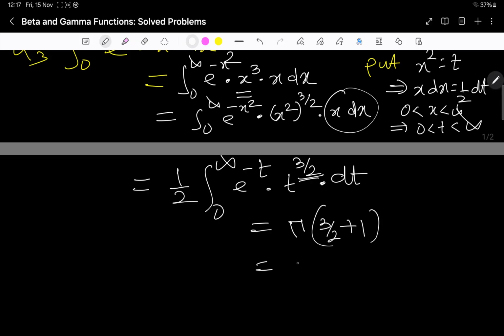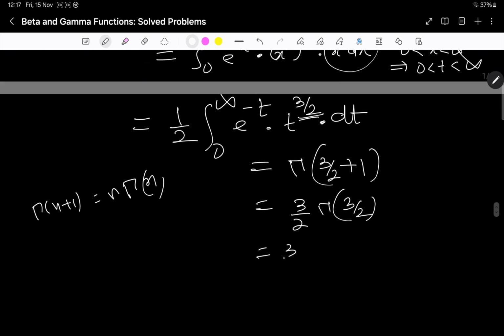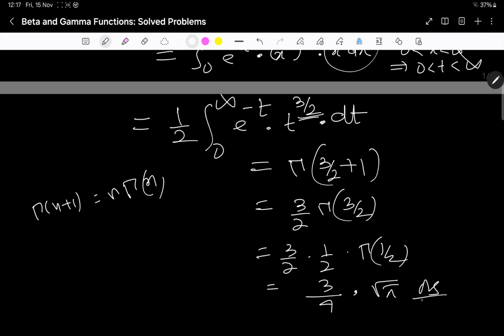So what is the formula then? Gamma of n plus 1 is n gamma n, isn't it? So this is equal to 3 by 2 gamma 3 by 2. Again you can break it. It is 3 by 2 into 1 by 2 gamma 1 by 2, isn't it? So this is equal to 3 by 4 into gamma half, which is root pi. So this is your answer.